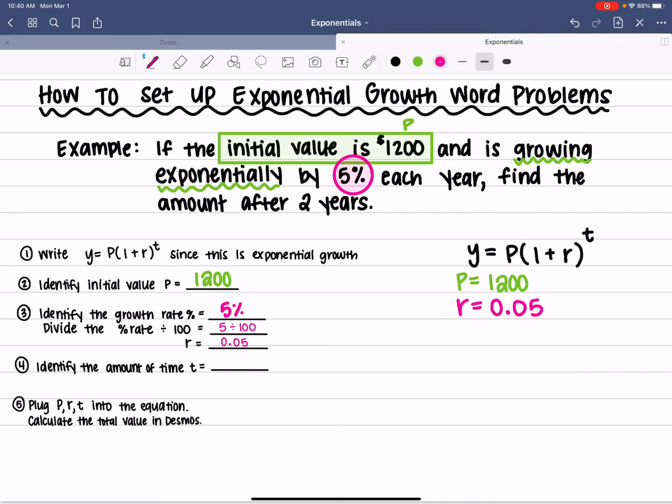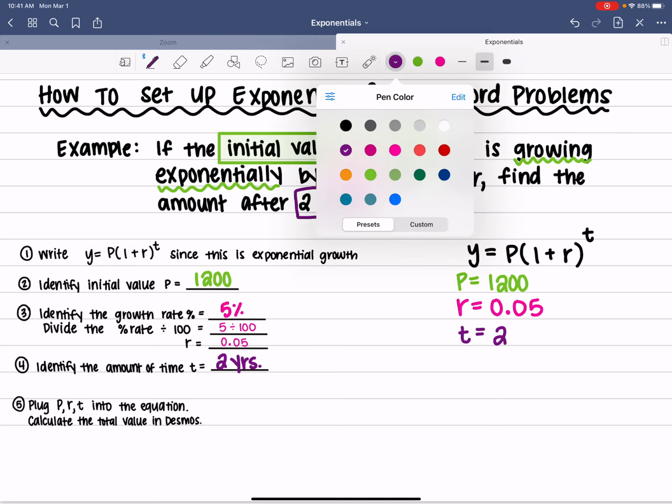Next, we need to identify what amount of time we are given. So T is what we're looking for next. It says to find this amount after 2 years, so T is going to be 2 years. Now, since we have P, R, and T, we're just going to plug that information into our equation.